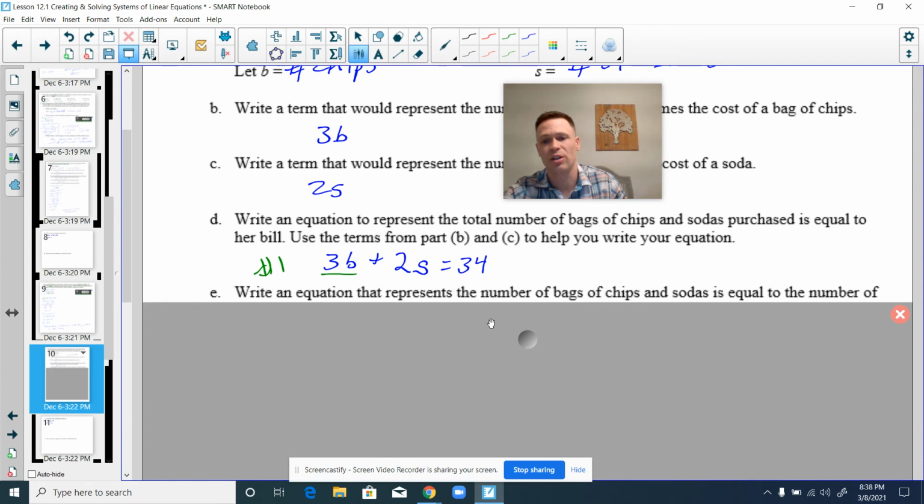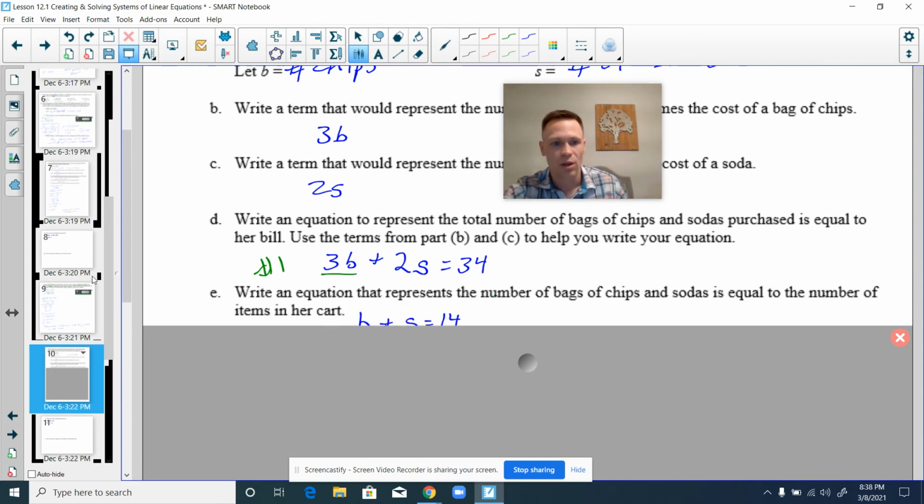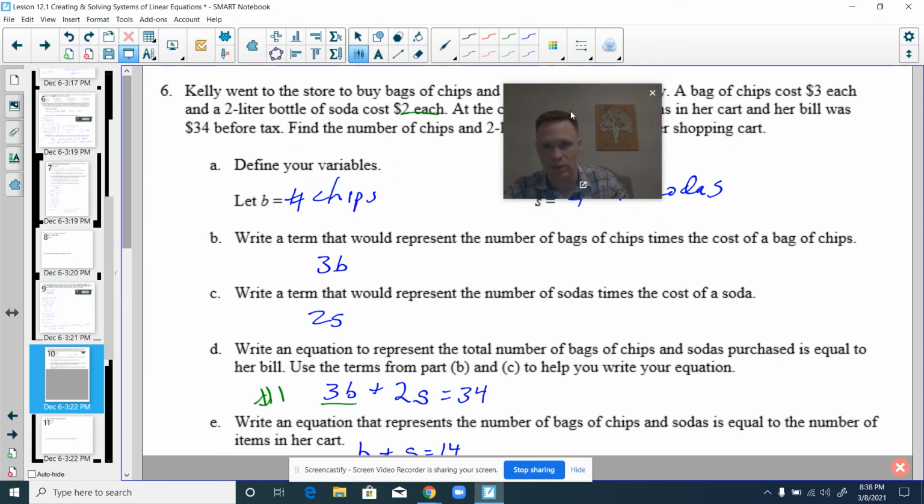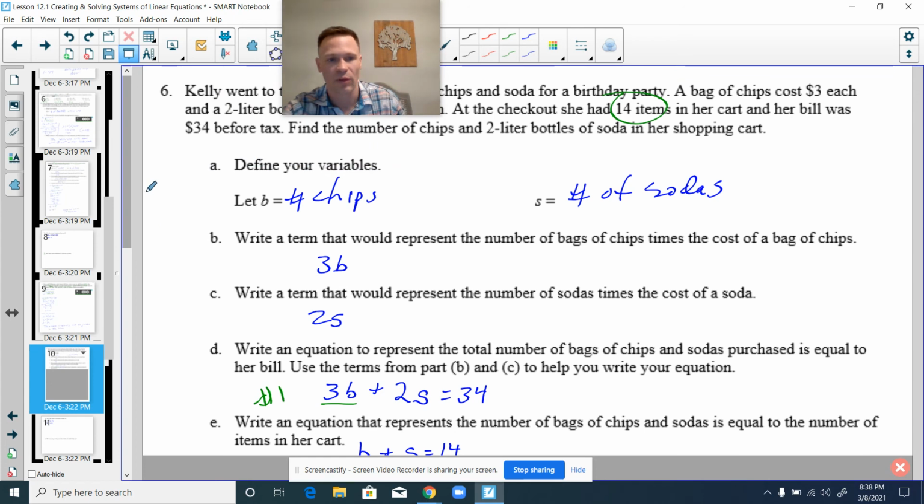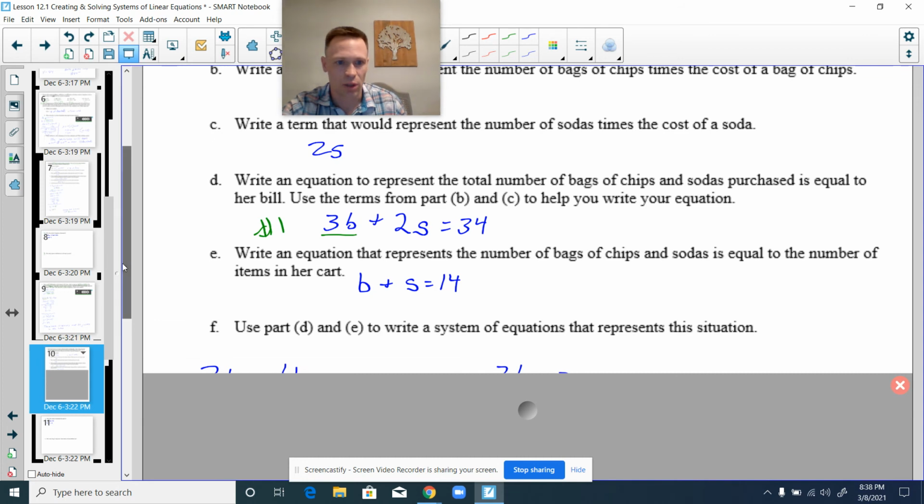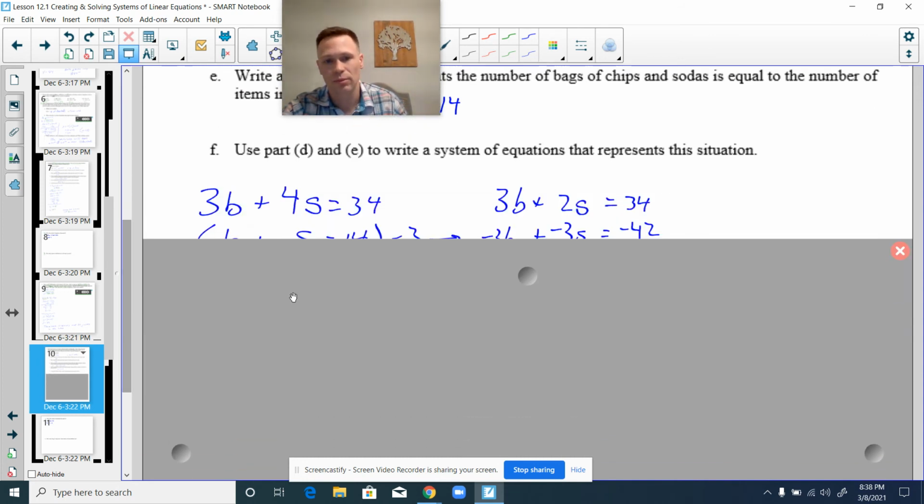Then we're going to write an equation of the number of bags of chips and soda equal to the number of items in the cart. Well, if we remember, there were 14 items in the cart, which is stated right here, right? And so if B is the number of bags of chips and S is the number of sodas, that means we can take B plus S, and it should be equal to 14. So now we've got our system of equations.